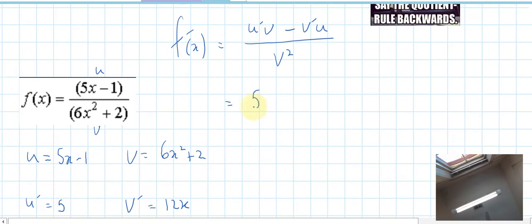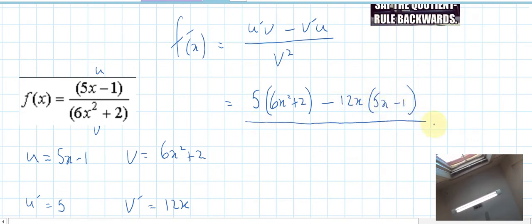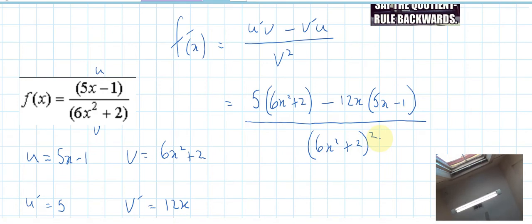Then we make the substitution. U dash is 5. V is 6x squared plus 2. Note the brackets I'm using. Subtraction comes down from here. V dash is 12x. U is 5x take 1, close brackets. Line it off over V squared, so 6x squared plus 2 squared. Now, clearly there's some tidying we can do on the top, but often the exam question says there's no need to simplify. So if there's no need to simplify, leave it there, be happy, move on.